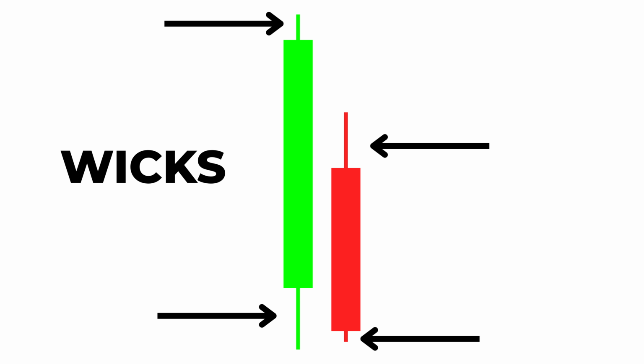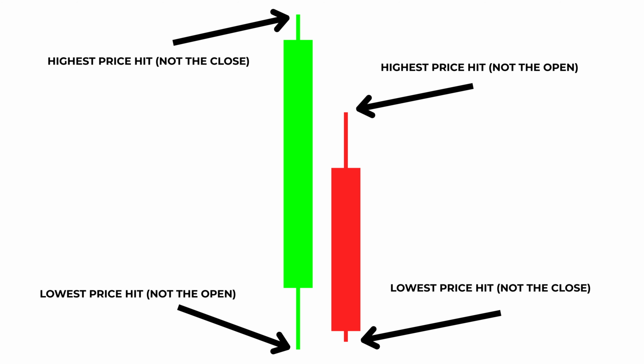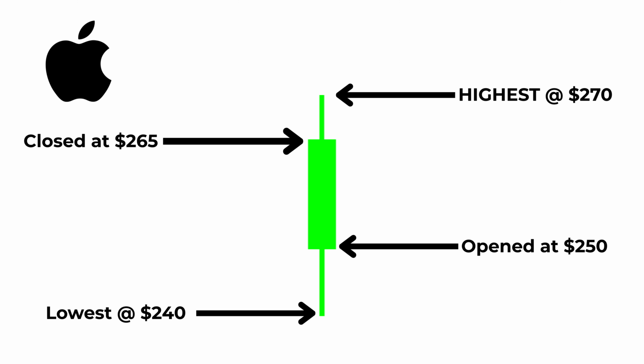Now the second key part is the wick. The wicks show the full range of price movement during that time frame, not just the open and close. They show the highest and lowest price hit before the candle closed. So on a daily chart, this would be the highest and lowest price hit at any point during the trading day. If Apple fell to 240 at any point, you'd see a wick extending down to 240. If it also hit 270 during the trading day, you'd see a wick extending up to 270. Now, if price never moved outside the open or close, the candle would have no wicks at all, just a body.